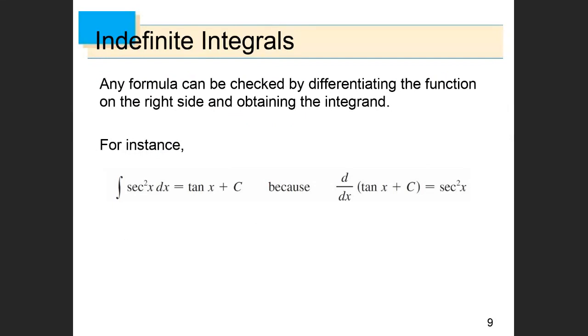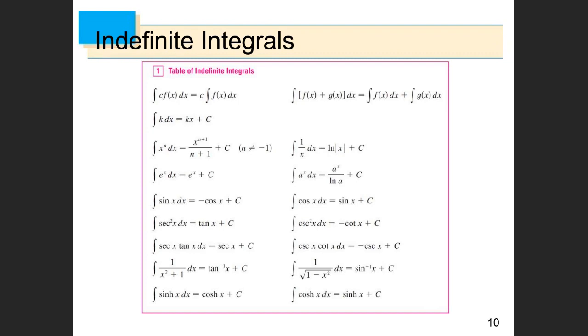Let's look at another possibility. If you integrate sec squared, you ask yourself, what do I differentiate to get sec squared? The tan. So the integral of sec squared is tan, you just add plus c. Why? Because if you differentiate tan x plus c, you get sec squared.